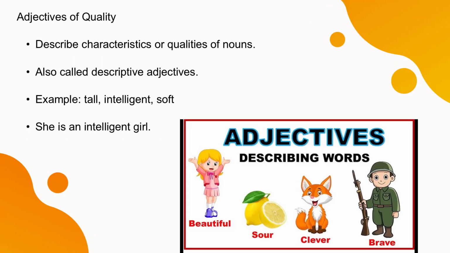Adjectives of quality. Let's explore adjectives of quality. These describe the characteristics or nature of a noun. They're also called descriptive adjectives, like tall, intelligent, soft. Example, she is an intelligent girl. They help us define what kind of person or thing we're talking about.